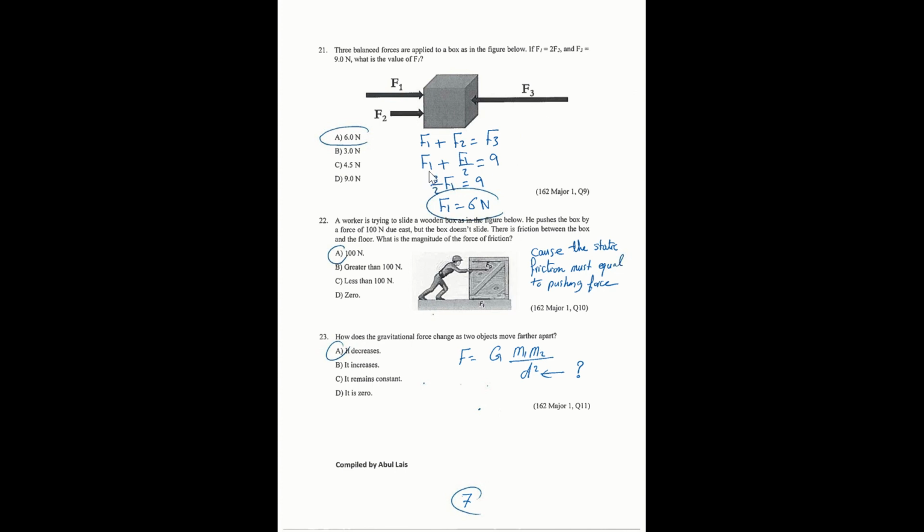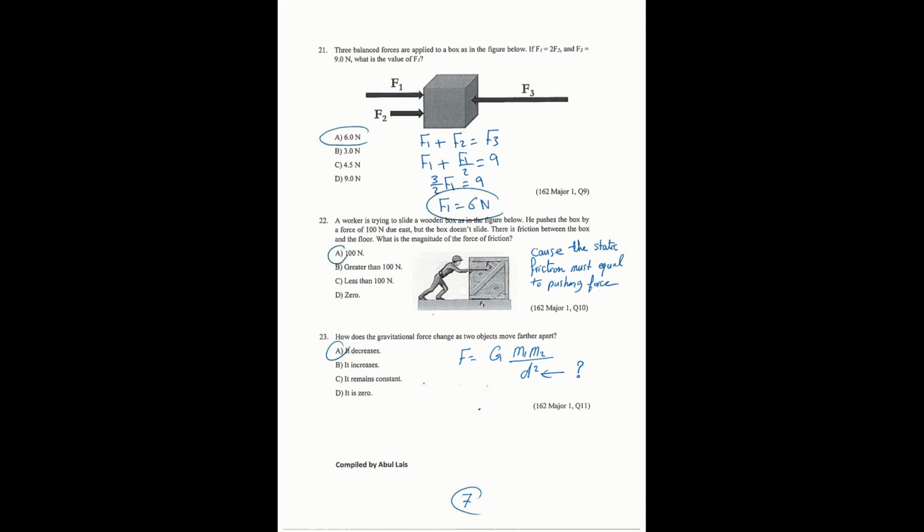And now I have F1, and what's F2? F2 equals F1 over 2, and F3 equals 9 newtons. So I can now solve for F1, and F1 equals 6 newtons.